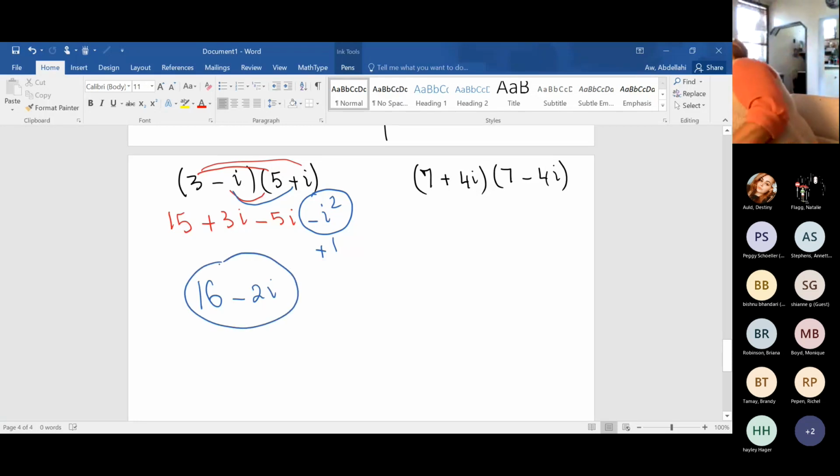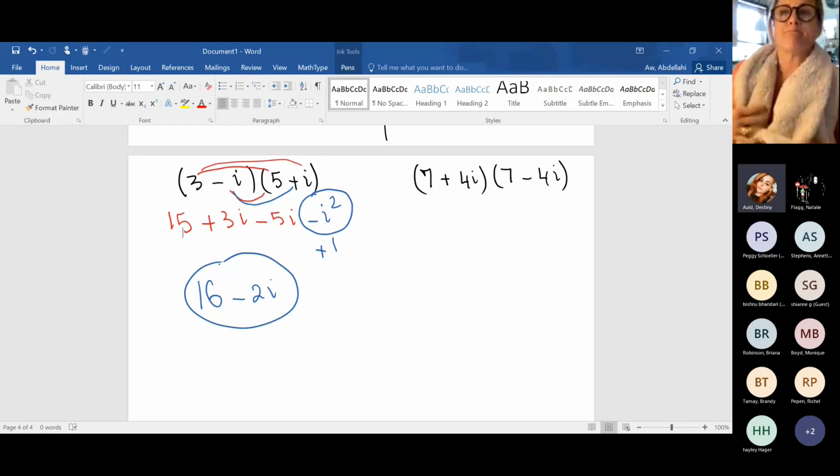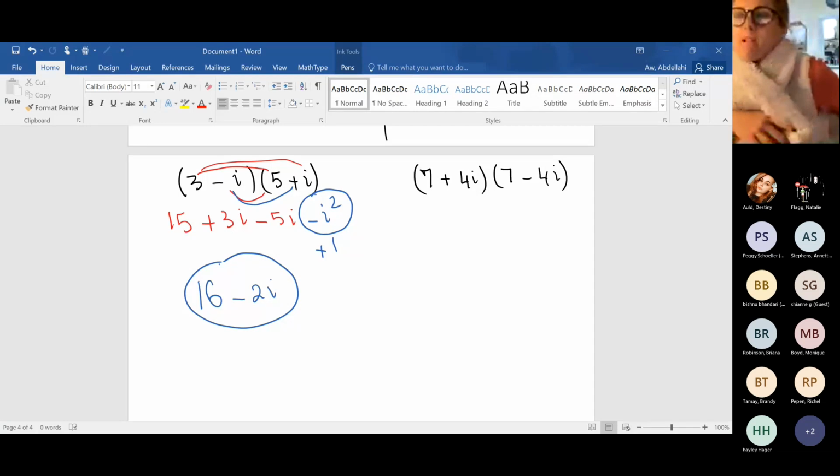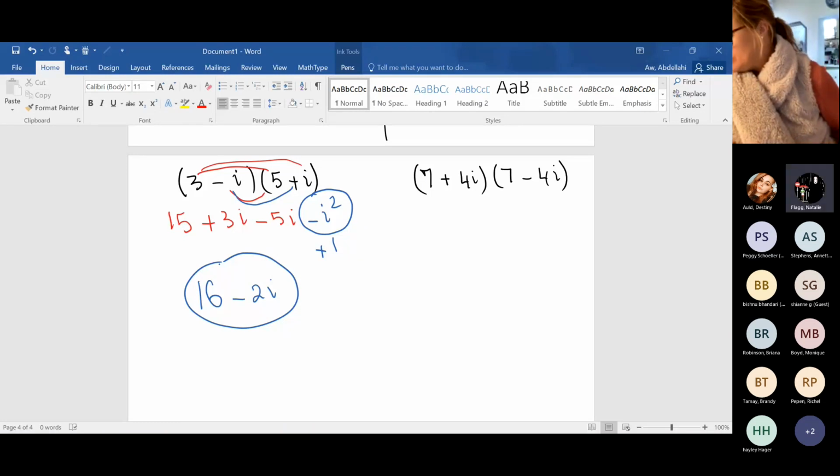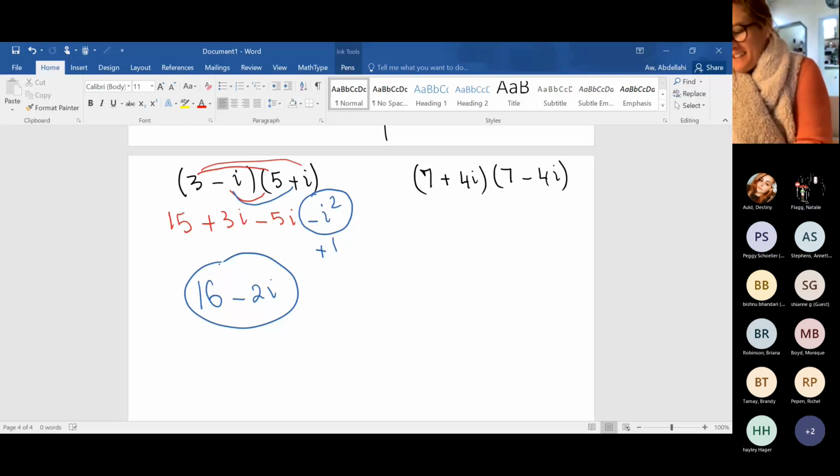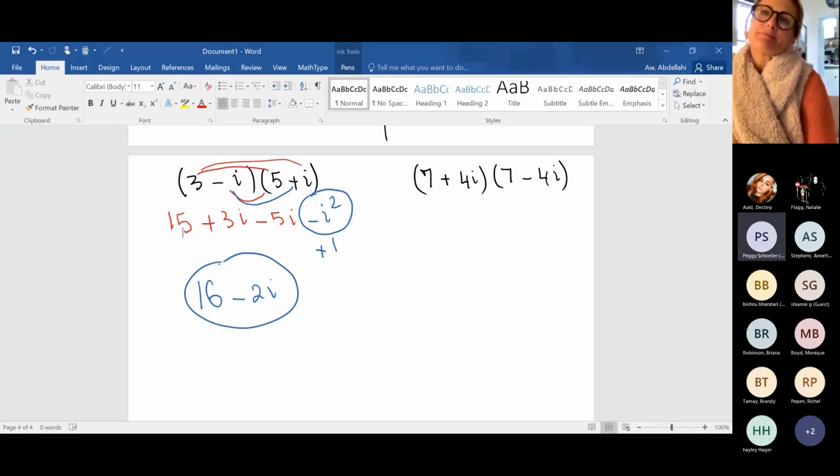How about the last one? Before we even do that, do you see how the two terms look alike? 7 plus 4i, 7 minus 4i, right? Does that remind you of something from the previous section? Difference of two squares. This is a plus bi, a minus bi. So we can go ahead and do the difference of two squares, or we can just FOIL in case somebody doesn't remember.